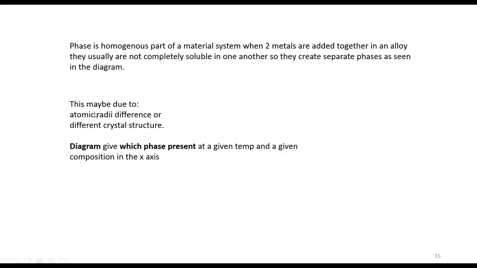This solubility may be due to these items: atomic radius differences, different crystal structure, and different electronegativity. And what happens in a phase diagram is that it gives which phase is present at a certain temperature and a certain value of composition. The composition is along the x-axis and temperature is normally along the y-axis.